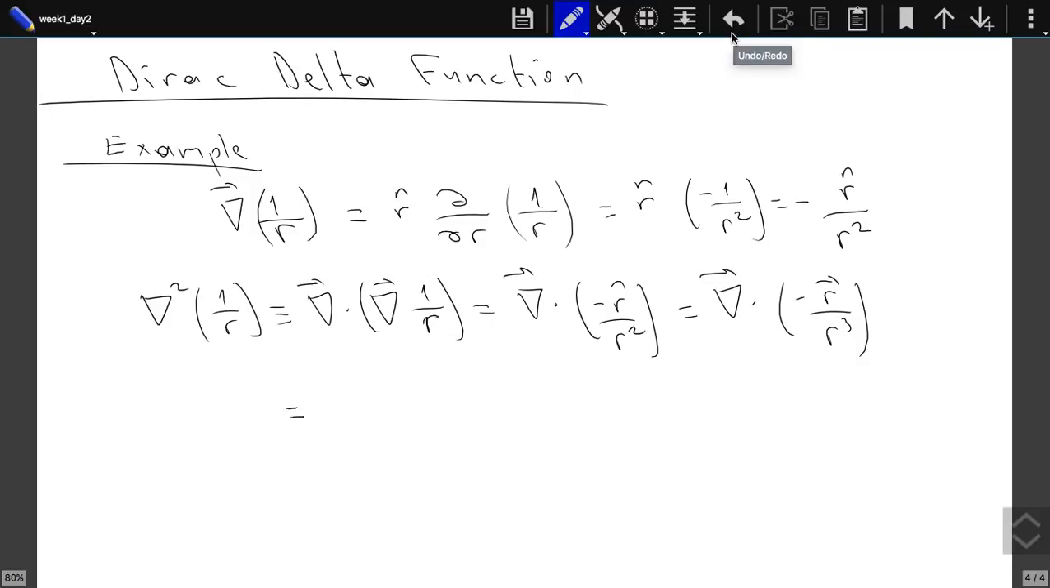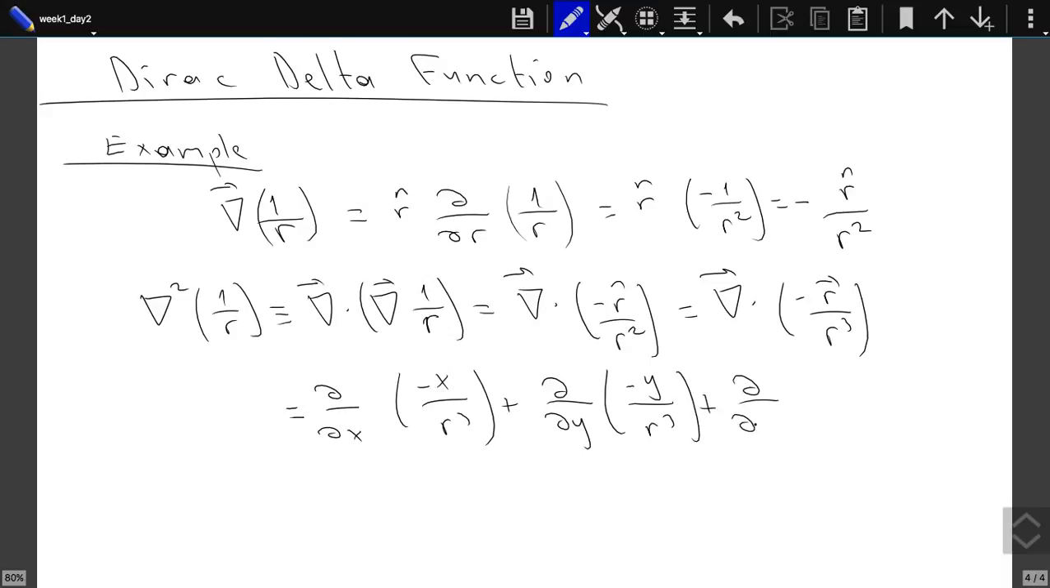Well, what is the divergence of a vector field? You take the x derivative of the x component, the y derivative of the y component, the z derivative of the z component. So this is equal to del over del x of minus x over r cubed plus del over del y of minus y over r cubed plus del over del z of minus z over r cubed. Let's take the derivatives.